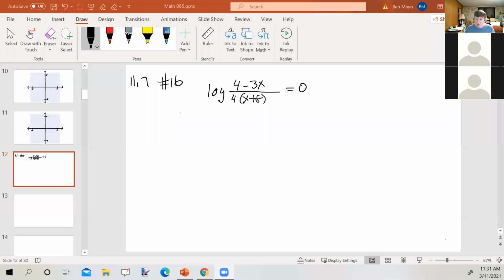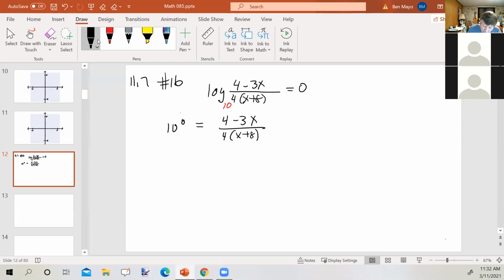Okay. Now, first of all, what is implied but is not written? The fact that it's log base 10. If I take this logarithmic equation and change it into an exponential equation, I get the following. I get 10 to the 0 power equals the fraction 4 minus 3x over 4 times the quantity x plus 8. Any question about how I got that step?